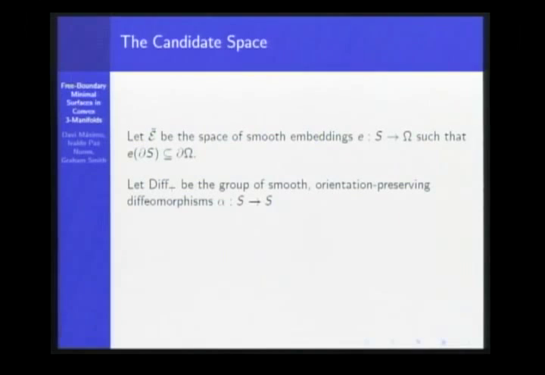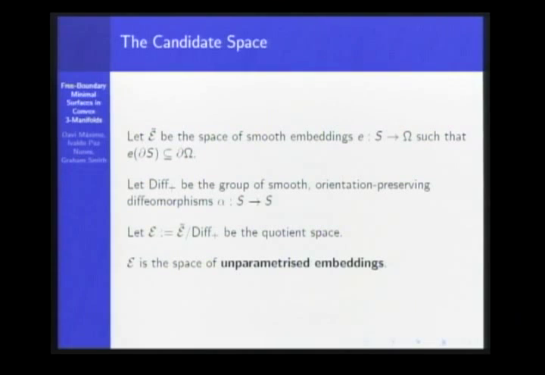We let diff plus be the group of smooth orientation preserving diffeomorphisms of S, and we see that diff plus acts on E tilde, acts on the space of embeddings by reparametrization. So we simply quotient out by reparametrization, and we get this nice space E. E is the quotient space. You can view it either as a space of all unparameterized embeddings, or you can view it as a space of all reparametrization equivalence classes of embeddings, as you prefer.